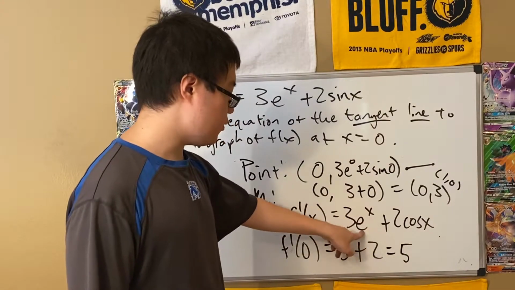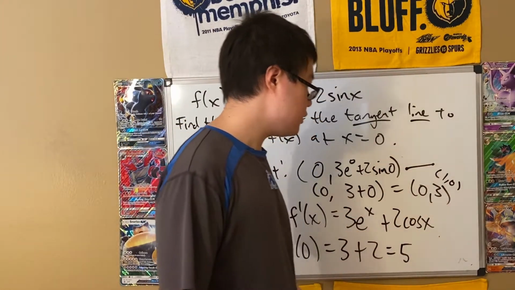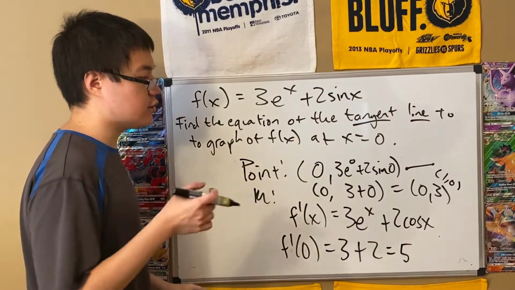Because e to the 0 is 1, times 3 is 3. Cosine of 0 is also 1. 1 times 2 is 2. So now that we have this information, we are actually good to go.